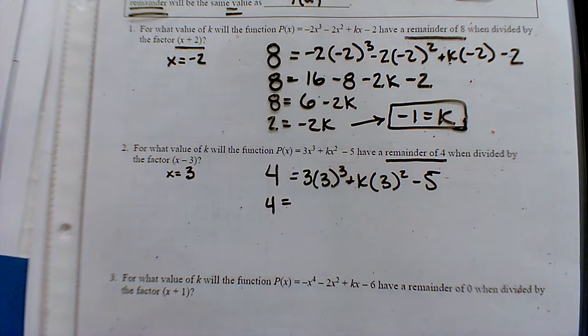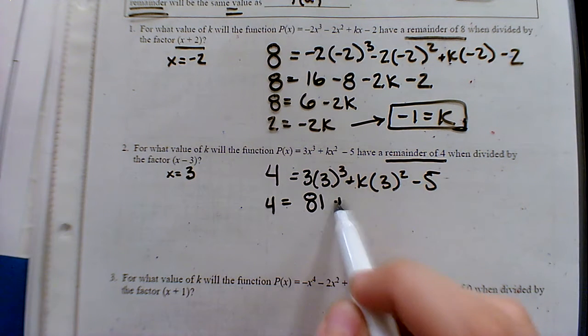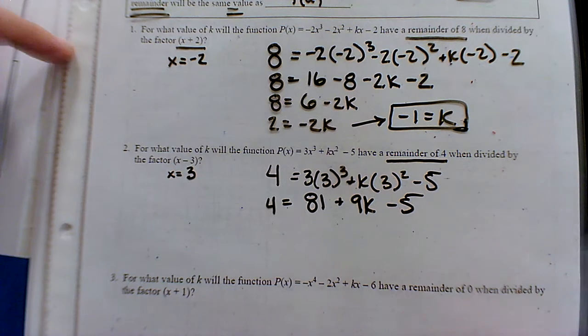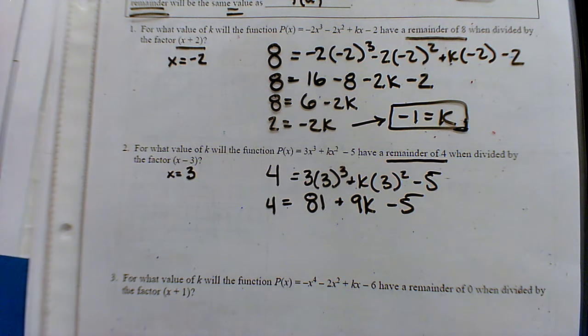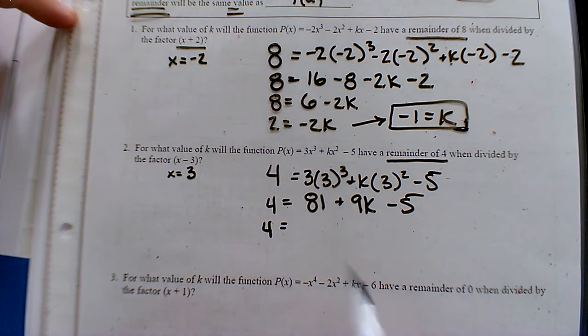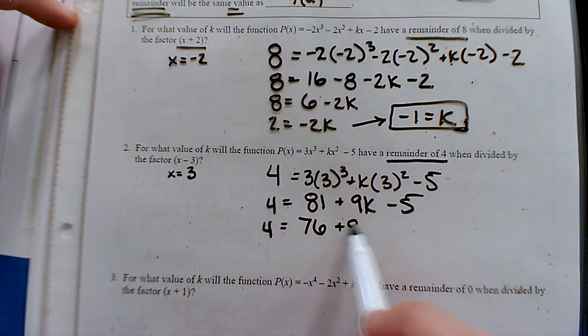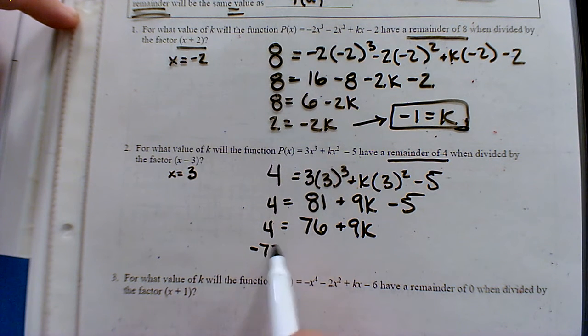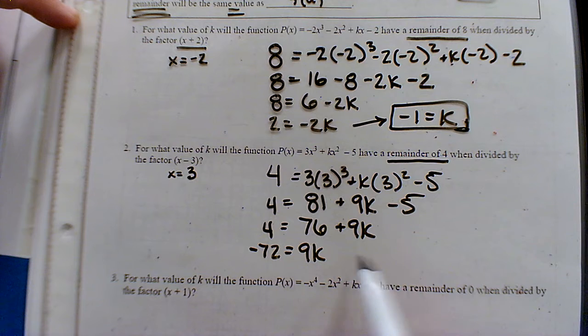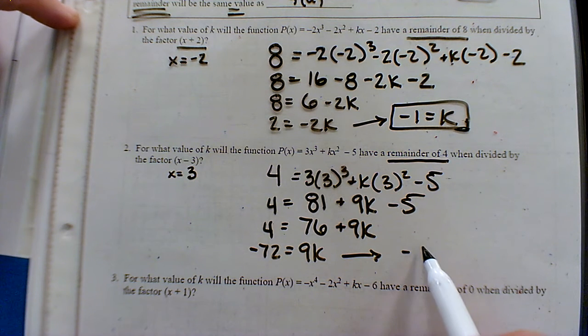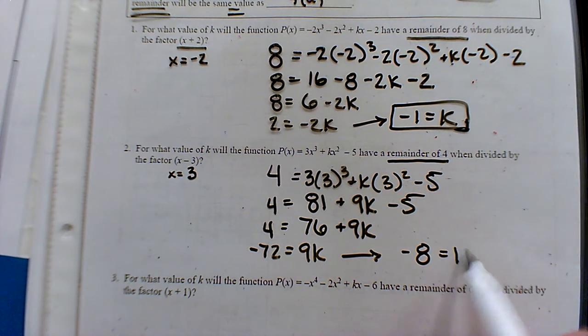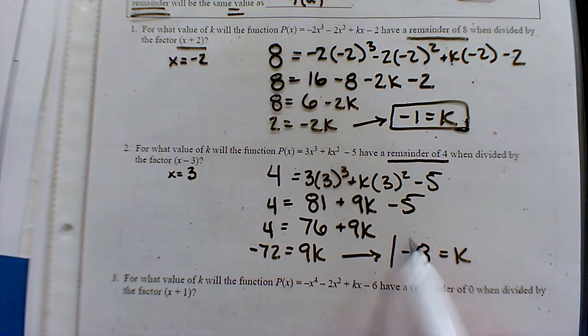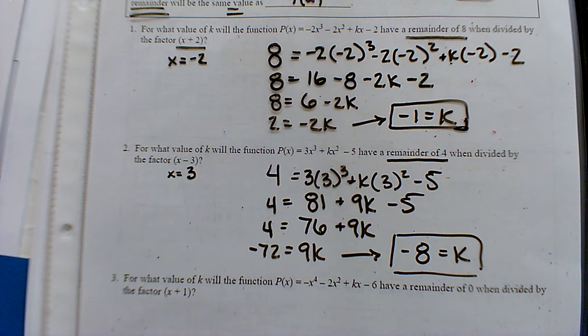Simplifying, 3 cubed, 27, times 3, 81. And then 9k minus 5. So we get -8. Does that sound about right?